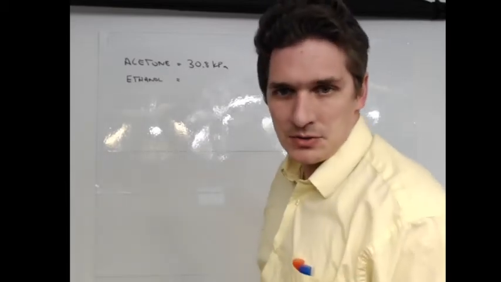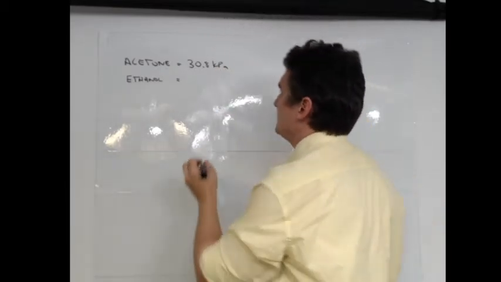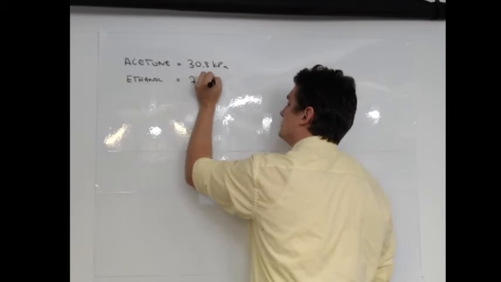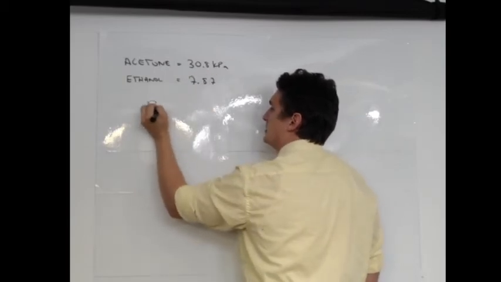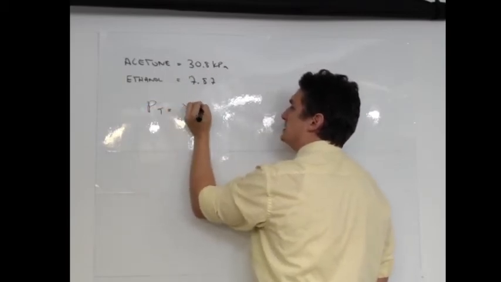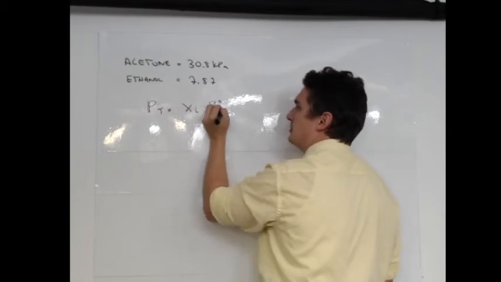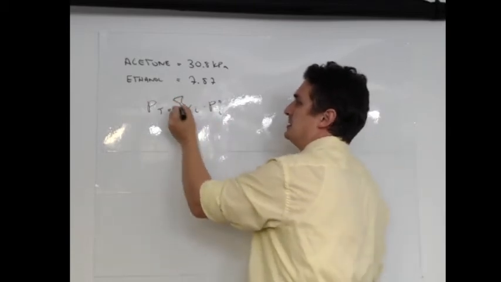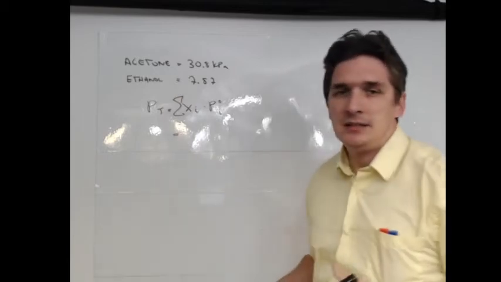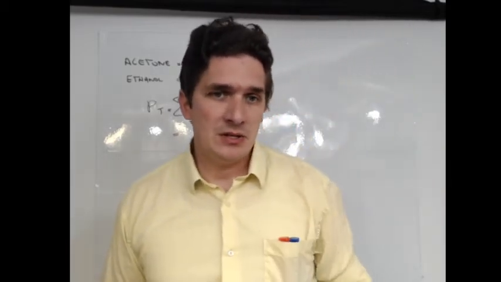And its vapor pressure, 7.87. So the total vapor pressure is each mole fraction times the vapor pressure, Xi times Vi, and it's going to be the sum. Now, the thing to keep in mind here is that it should make sense to you.